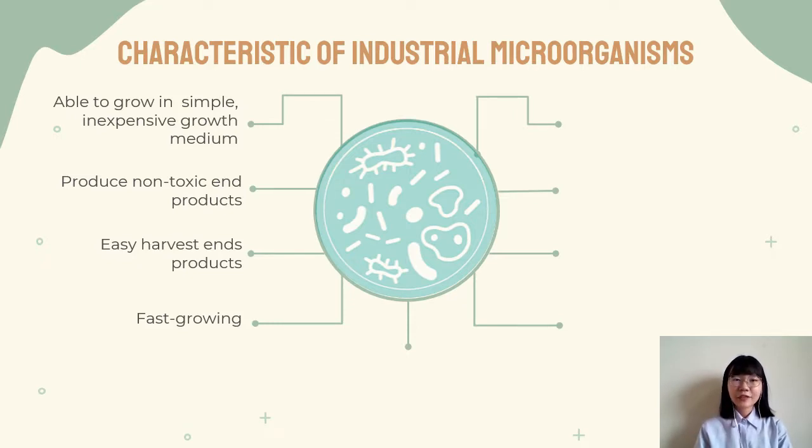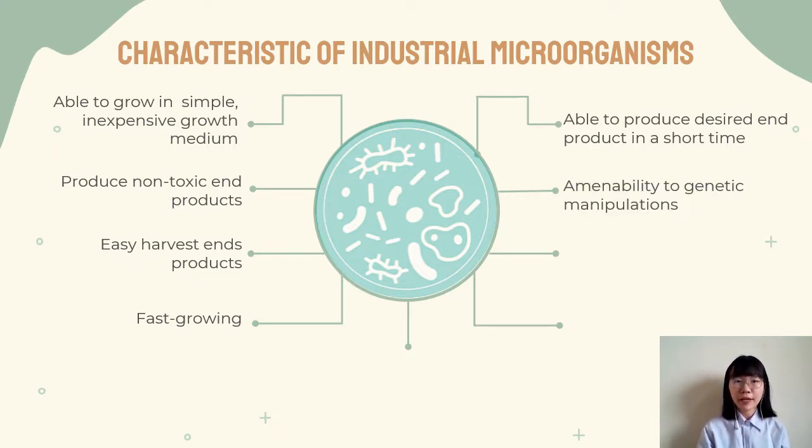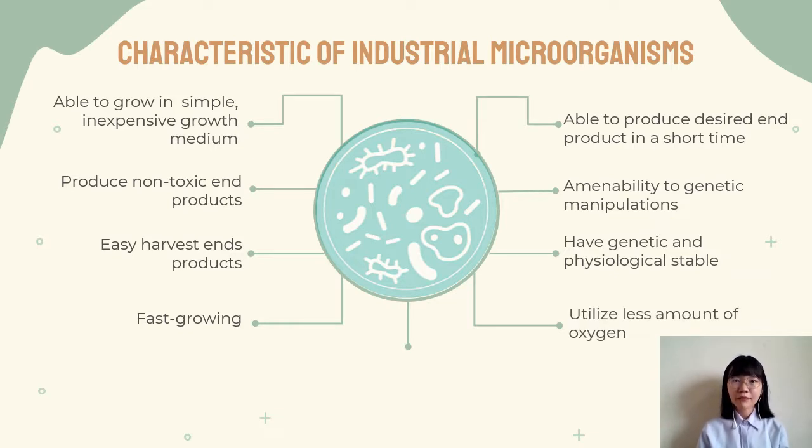Besides that, the industrial microorganism should be amenable to genetic manipulation. This is usually achieved by introducing beneficial mutations that alter the genetic makeup of the microorganism for industrial importance. In addition, the industrial microorganism should be genetically and physiologically stable. The next one is the industrial microorganisms should have less demand for oxygen during the fermentation process. And the last one is the industrial microorganisms should be resistant to microbial killer which may affect their growth.